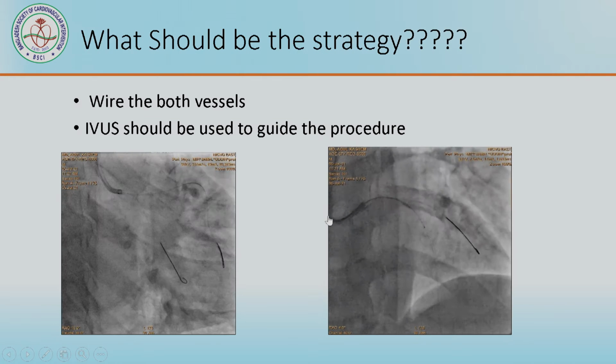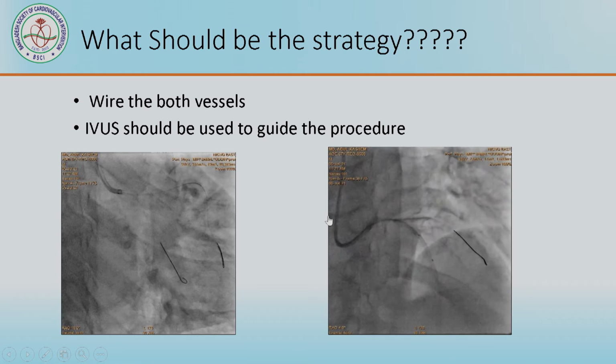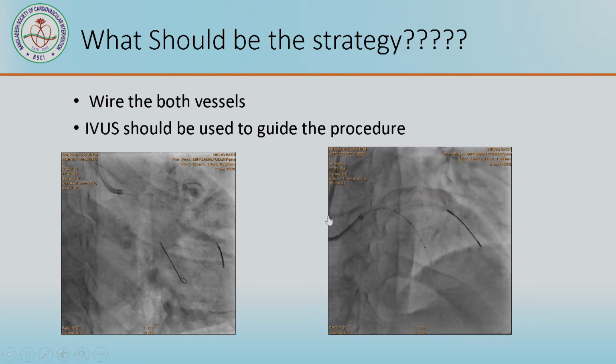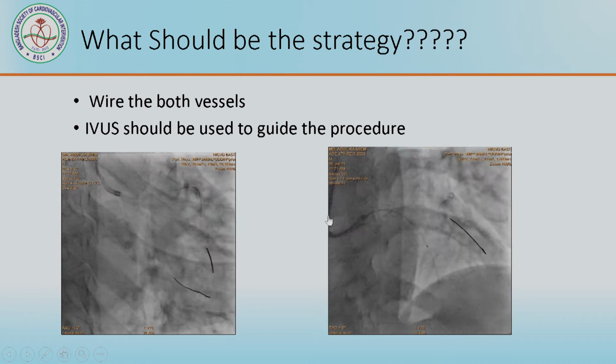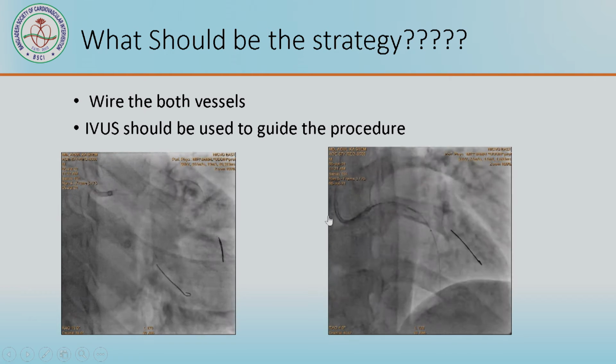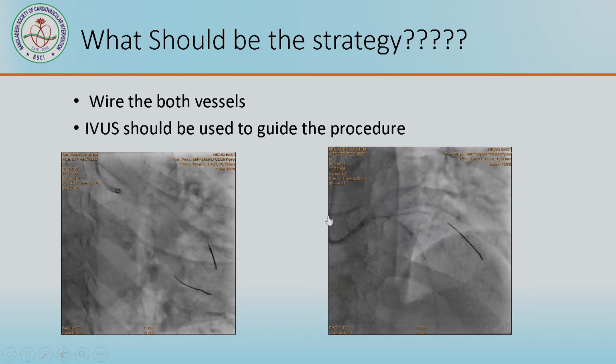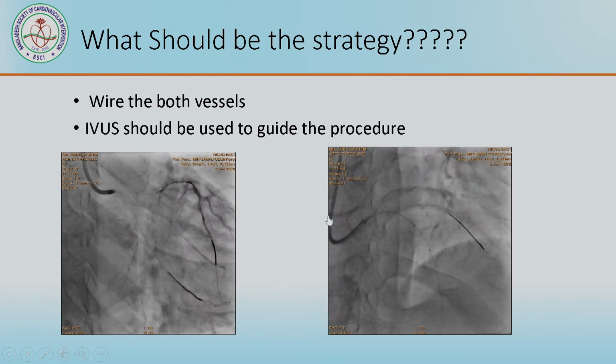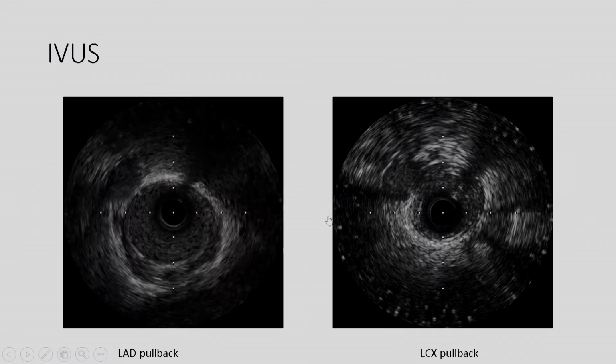is 23. And we have done the IVUS pullback from the LAD to left main as well as left circumflex to LM, where in both the vessels IVUS is used. Let us see what IVUS shows us.